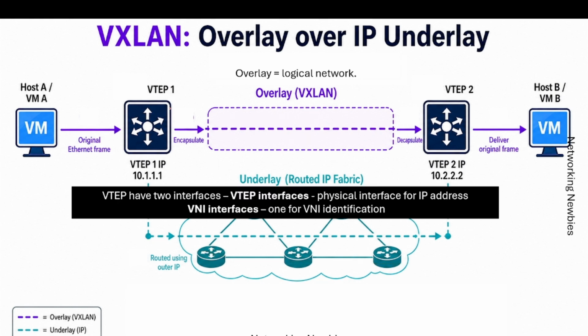This VTAP, which can be a physical device or a software device, will have two types of interfaces. One interface will be the physical IP interface. It will be configured like this. We have the VTAP IP address here, and the destination VTAP IP address as well, and they can also have the VNI interfaces. So we can have multiple VNI virtual networks. Every virtual network will have its own identification. So we can have multiple VNI interfaces as well. These two types of interfaces will exist on VTAP.